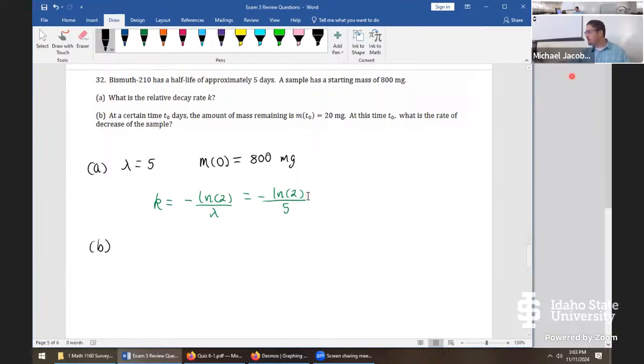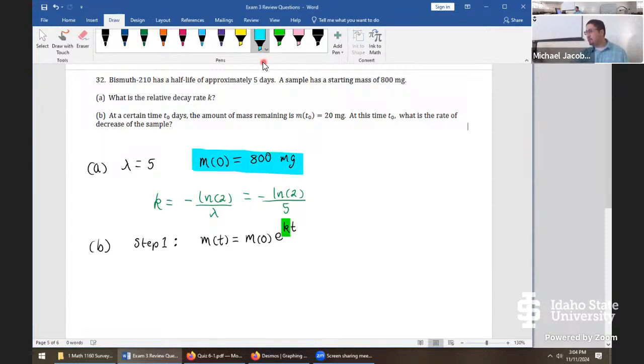Okay, so part B is written in a kind of funny way. It says at a certain time, T0 days, we don't know that value, we have just 20 milligrams remaining. At this time T0, what is the rate of decrease of the sample? Really, that's kind of a layered question. Let's say for part B, here's step 1. We need to write down what the mass function even is that decays exponentially. It's mass at time t equals initial mass times e to the power kt.